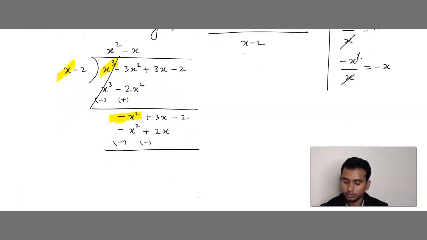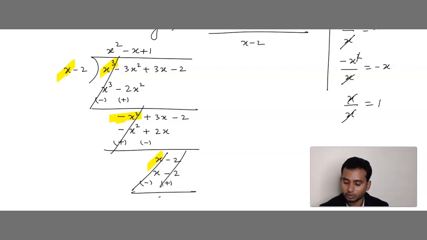Next, what we should do? Plus x square minus x square gets cancelled. 3 minus 2 is 1x, and this is minus 2 as it is. Now, what is the first term? x. Right here, x. What is outside? x. x gets cancelled, that is plus 1. Right here, plus 1. Now, plus into x is plus x, minus into plus is minus, 2 ones are 2. Then this is minus, and this is plus. Plus x minus x, plus 2 minus 2 get cancelled.